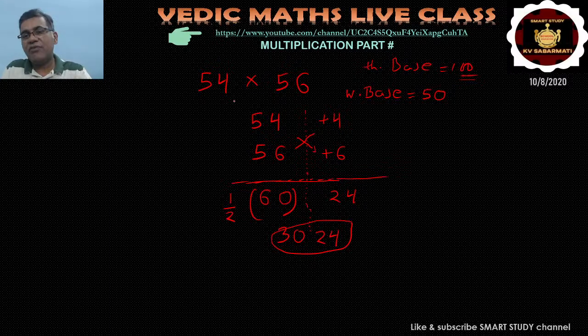Once again I am explaining: I have taken two numbers, 54 and 56. The working base is 50, so the difference is 4 and for 56 the difference is 6. We take the product of the differences, 4 into 6 is 24, and in cross you see 54 plus 6 is 60. But since the working base is 50 and our theoretical base is 100, 50 is half of 100. That's why I am doing half into 60, which is 30, so the answer is 3024. I hope this part is clear to you.